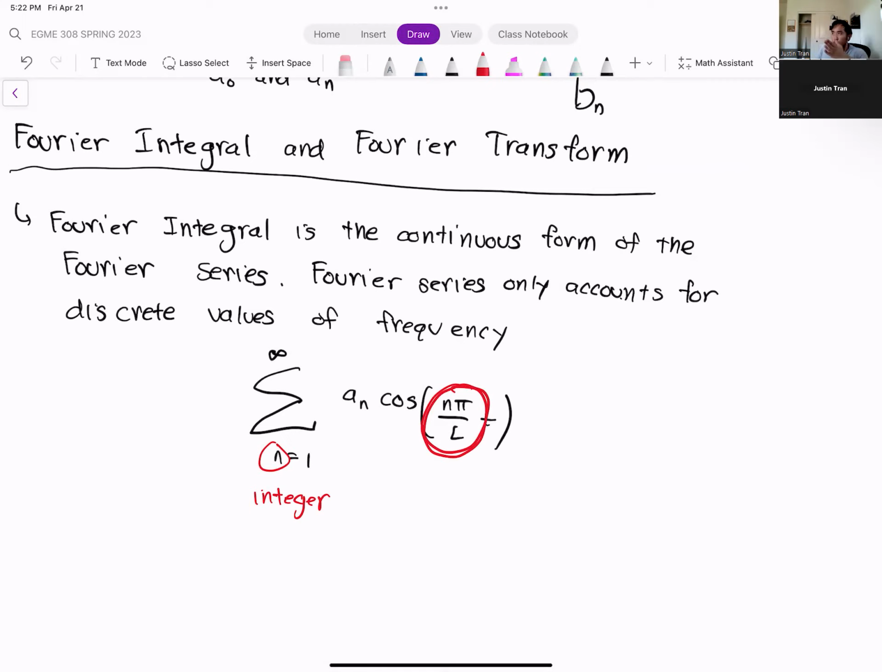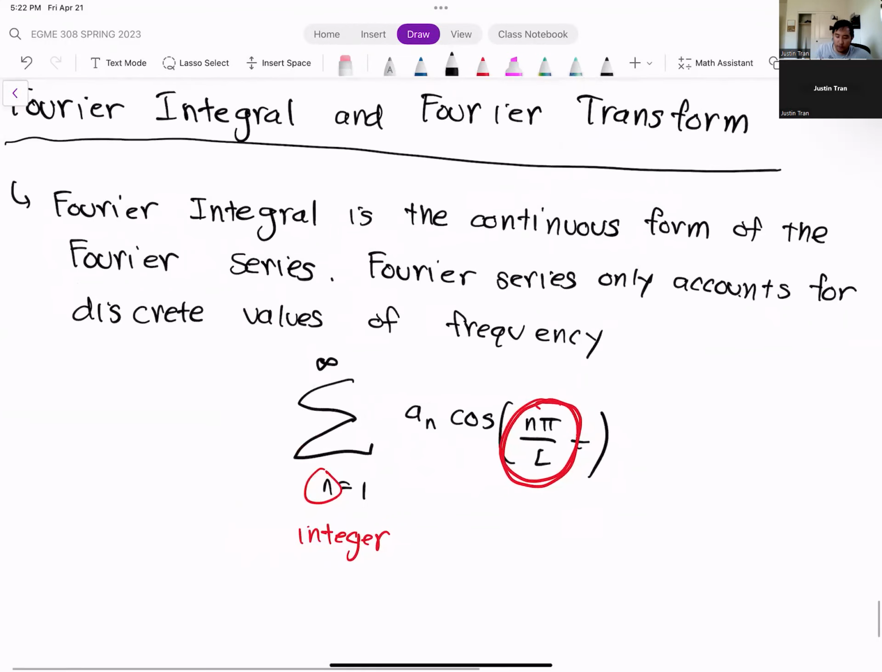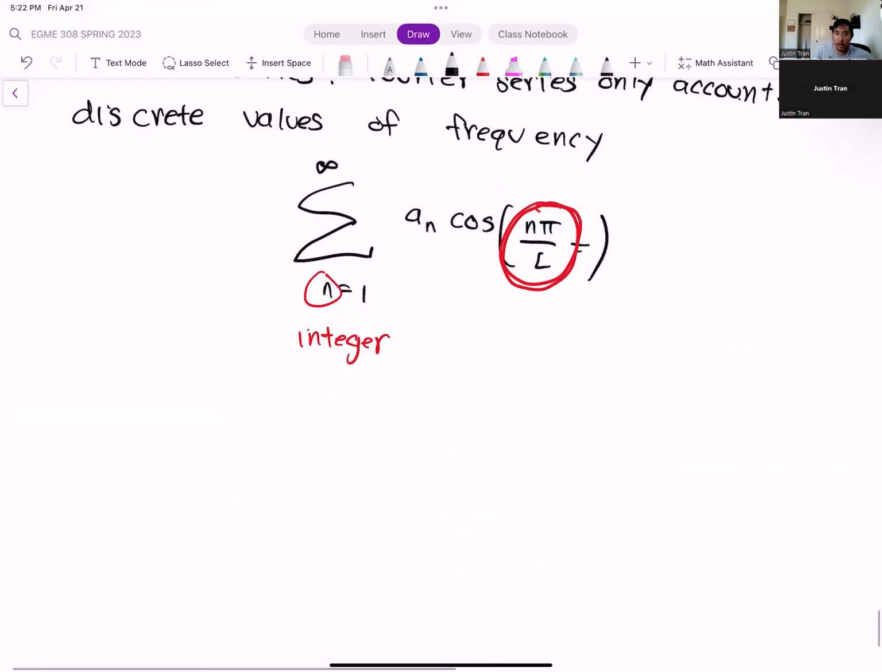It's never going to be a continuous function. But oftentimes we want to look at every single frequency, not just the discrete values. And so the first thing we did in this chapter was take our Fourier series and generalize it for a continuous function. That's what gave us the Fourier integral. The Fourier integral and the Fourier series are pretty much the same thing, except that instead of computing discrete coefficients, we have a function of frequency instead.